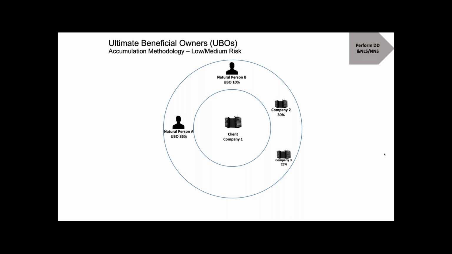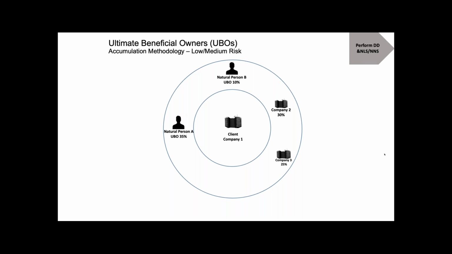Now before I go into that, look at the top of the page. It says low and medium risk. Remember, when we were doing the level of due diligence, we said SDD is low risk, CDD is medium risk, and EDD is high risk. So whenever you see low and medium risk, it is the baseline, which is 25%.